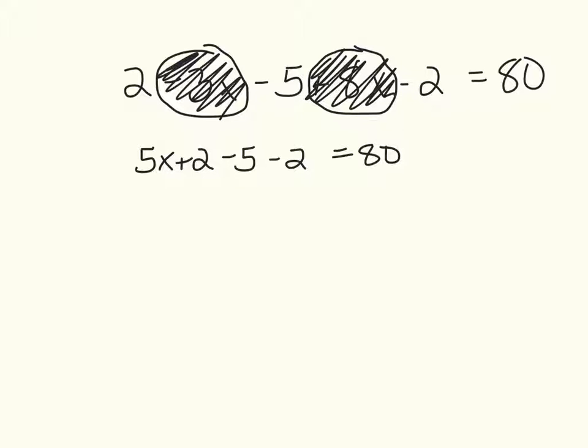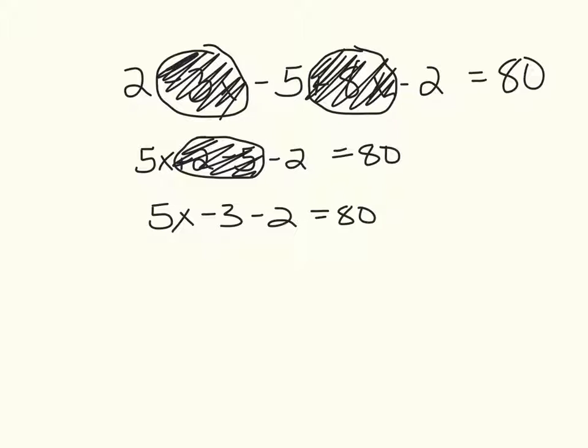I'm going to combine the positive 2 and the negative 5, just because they're by each other this time. I'm going to get 5x. Positive 2 minus 5 is negative 3. The other minus 2 comes on down, equals 80. So I guess I got another step, because now I need to combine the negative 3 and the negative 2, and that makes negative 5.